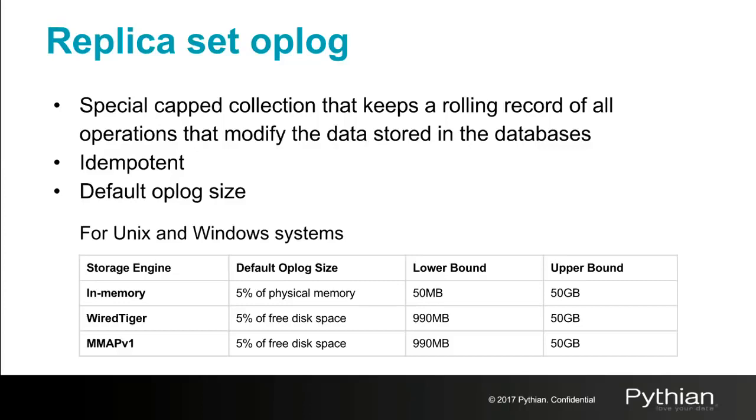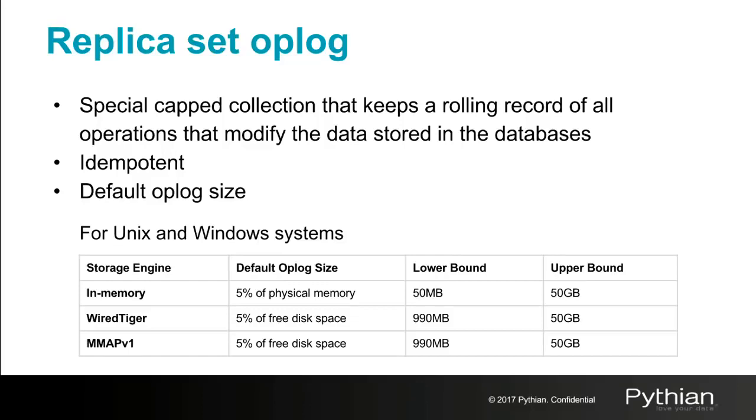One important setting for the replica set members in MongoDB is the operations log, and the operations log itself is a capped collection that keeps a rolling record of all the operations that modify the data in the databases. It's idempotent. It means that you can replay all of the operations in the op log as many times as you want. At the end, it will have the same result.